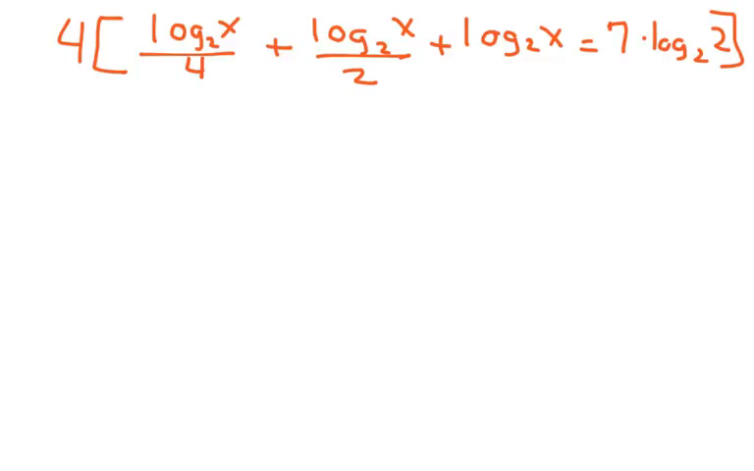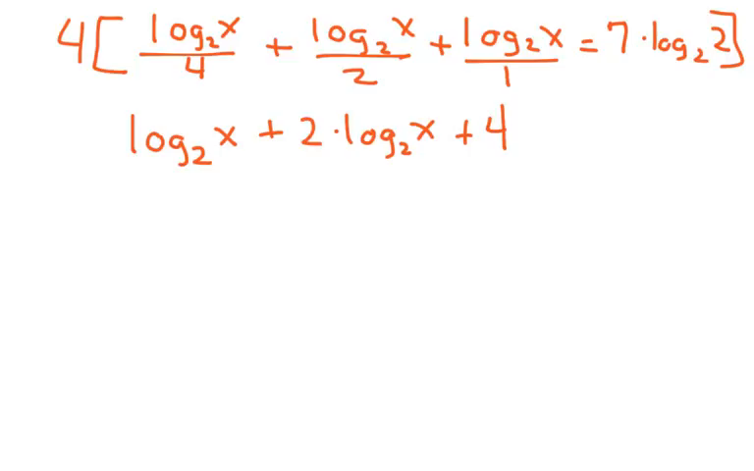So the 4s will cancel here. You're multiplying each piece by 4. So you get log base 2 of x plus 2 times log base 2 of x. And this is really over 1, so you get plus 4 times log base 2 of x equals 28 times log base 2 of 2.